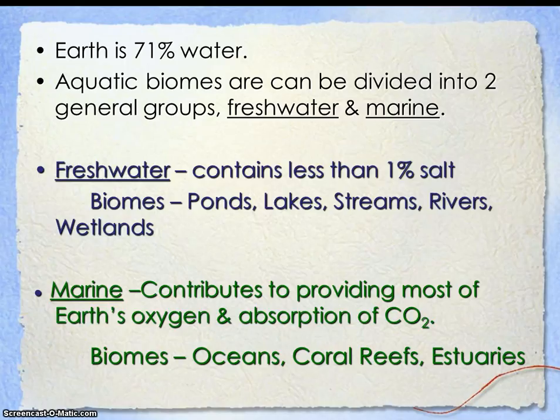We know that the Earth is roughly covered with about 70-71% water. That includes all your fresh water, all your saltwater examples, and so we break this water that covers the Earth down into two categories, and it is freshwater and marine.